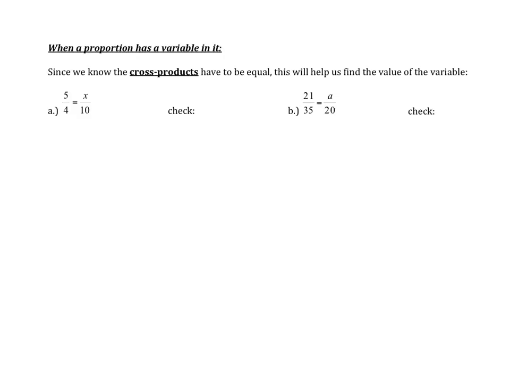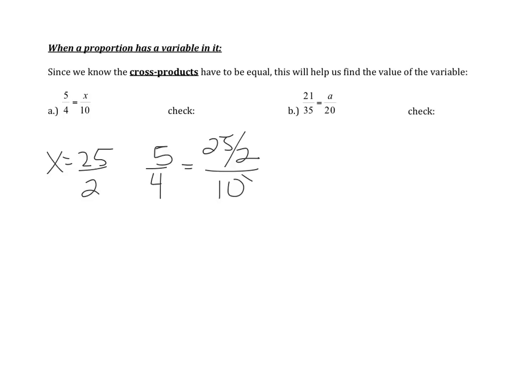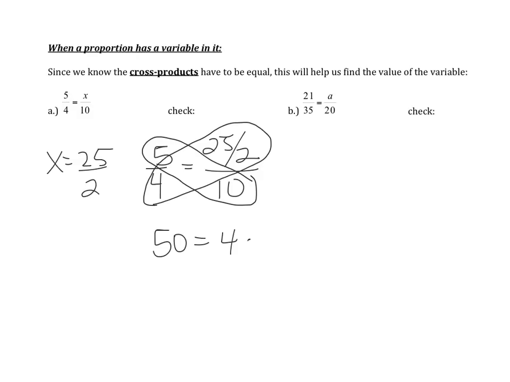I know that the whole thing was equal to 25 over 2. So when I replace it, we could cross multiply when we do our check. I could say 5 over 4 is equal to 25 over 2 over 10. So I could cross multiply: 5 times 10 is 50. And then 4 times 25 over 2. So that's going to look like this: 4 times 25 over 2, and remember, that's 4 over 1. The 2's cancel out, so that becomes 2 times 25, which is 50.